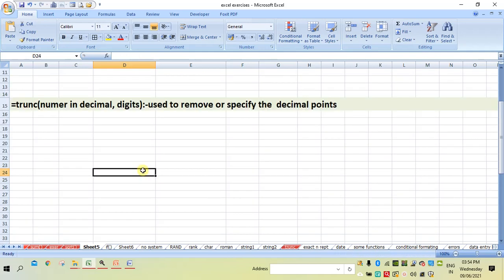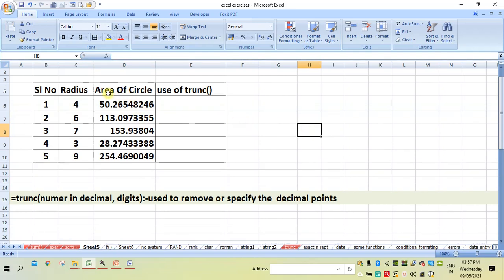The next function is trunc, that is truncate. It decreases or removes the decimal points available in the number. So the function is equal to trunc, then the number with decimal points, then digits. So let us see how it is working. In this area of circle we have decimal numbers. So using trunc function we can minimize the decimal points by specifying a number of digits.